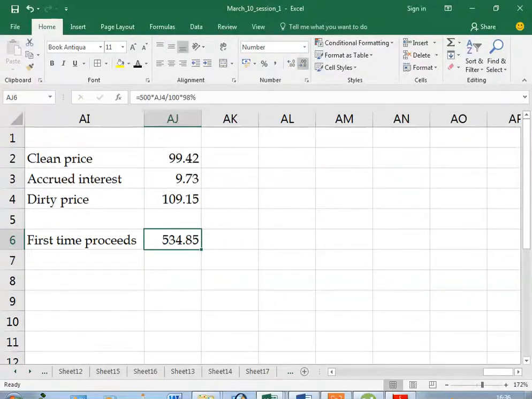So write start proceeds. Basically, I'm going to give a loan of this much to the other person, or he takes a loan of this much from me on the basis of the government security which is there. Clear?